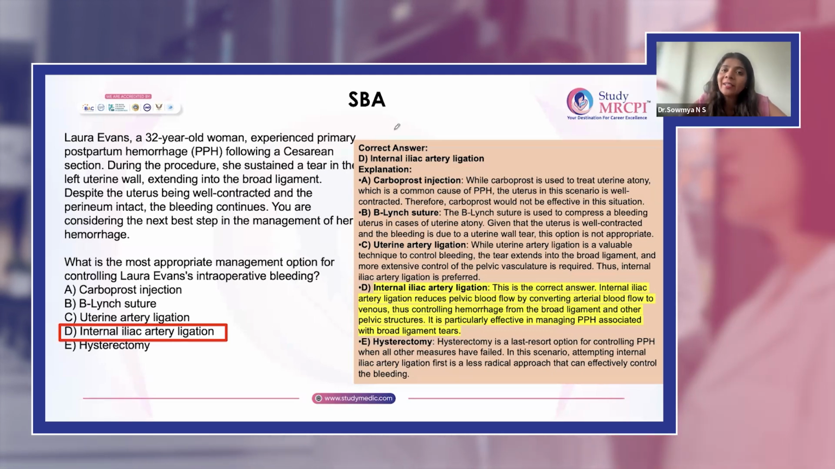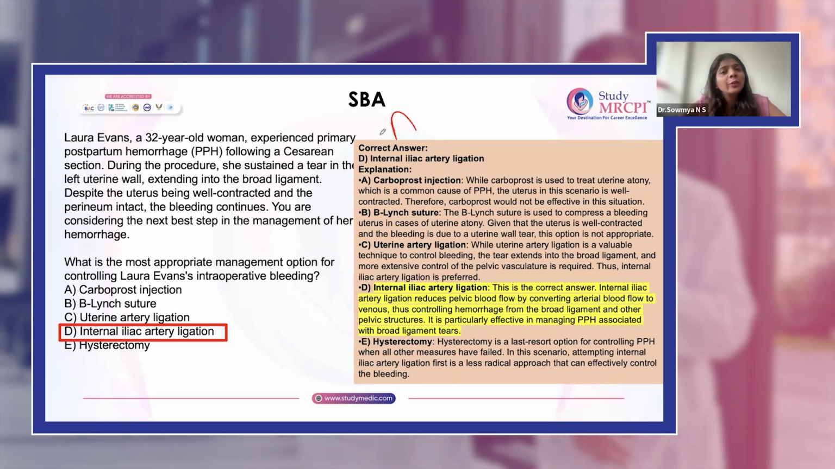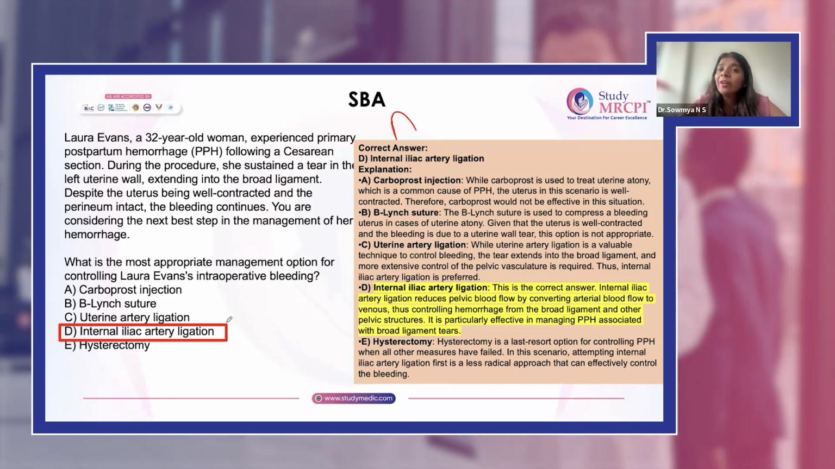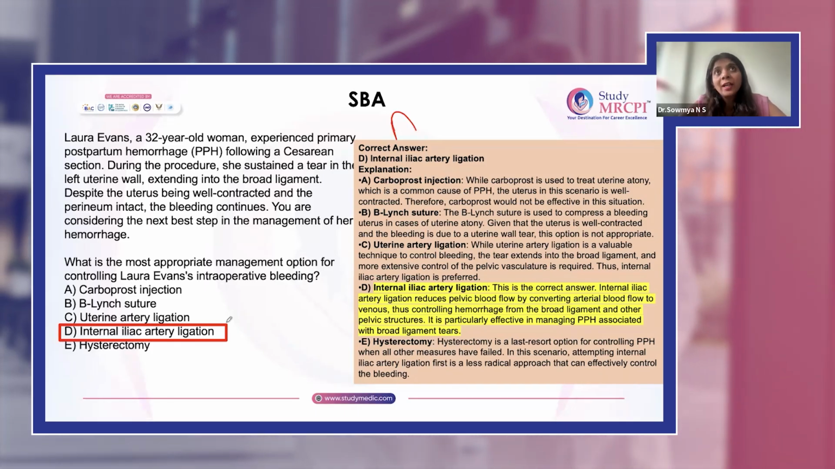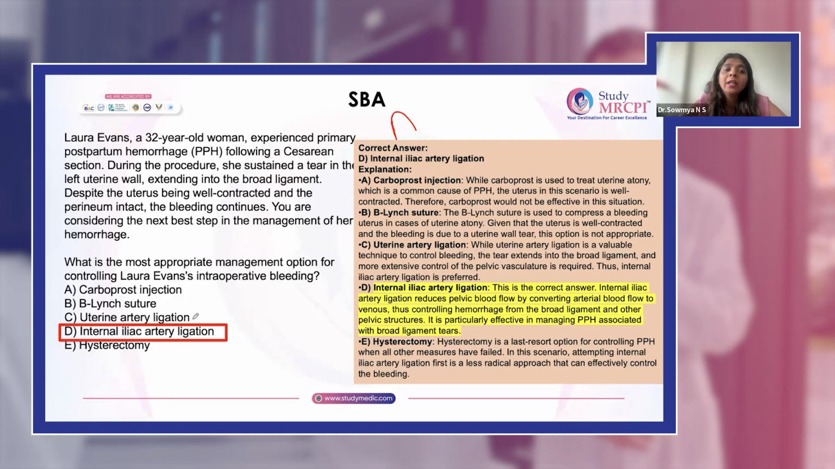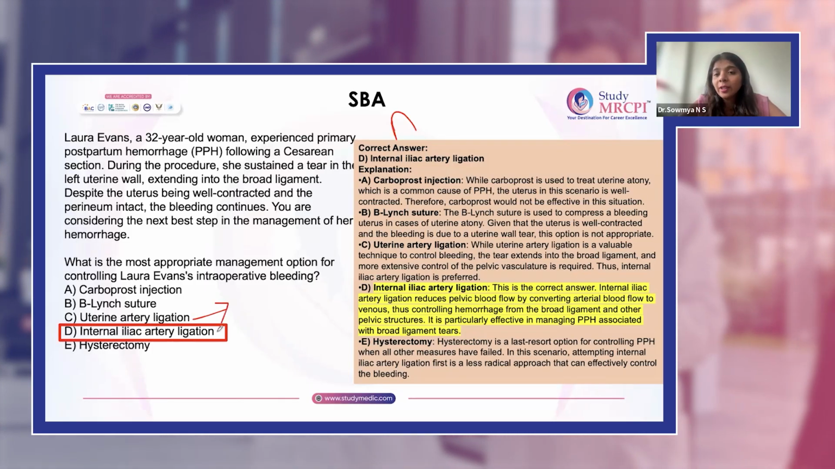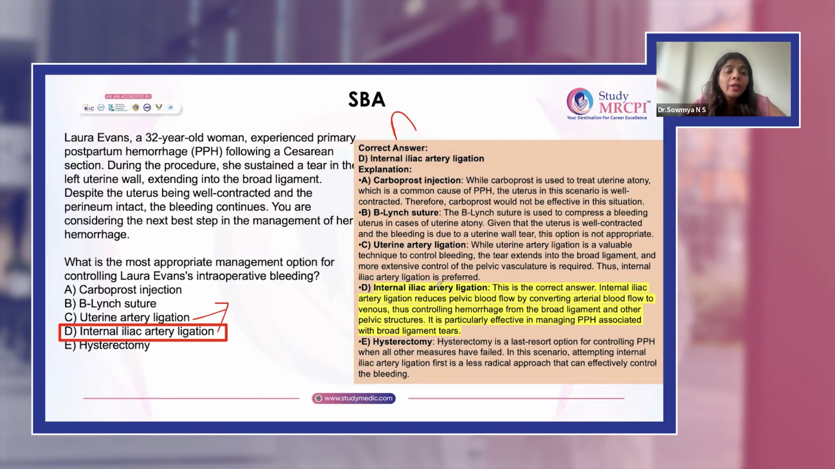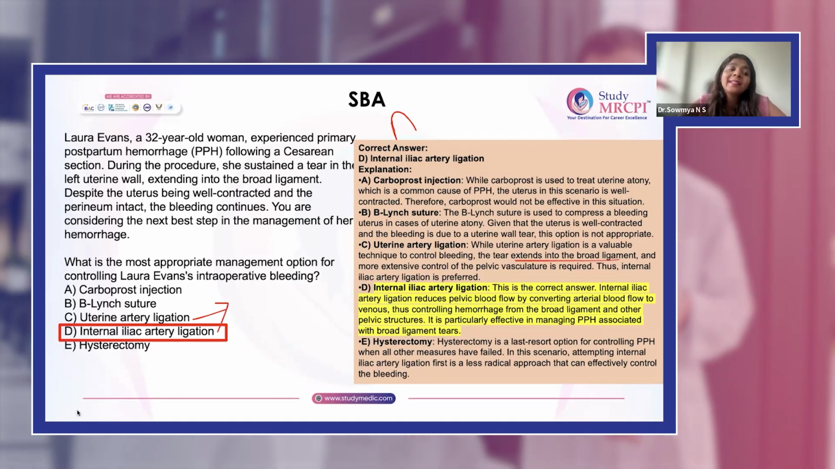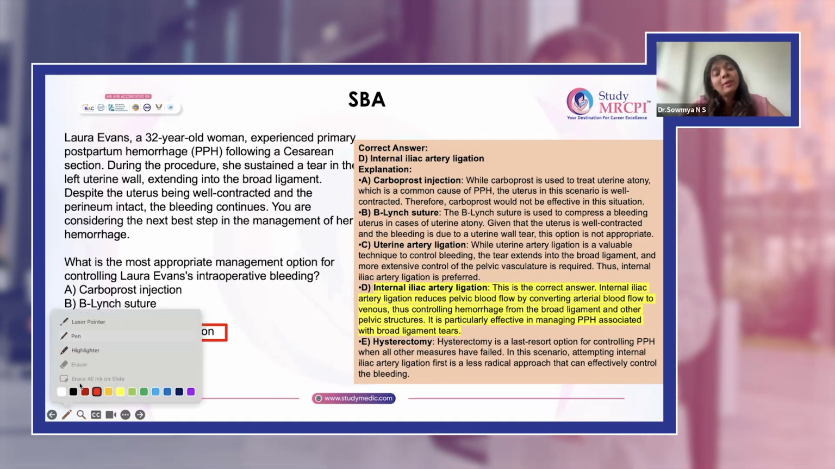If it is the left lateral wall of the uterus that is injured, you can go for the uterine artery. Stepwise, it will always be the uterine artery, then the internal iliac. But if you are going to ligate the uterine artery, this is not going to help you, because the tear has extended into the broad ligament and it is bleeding.